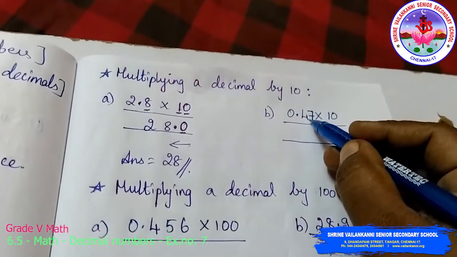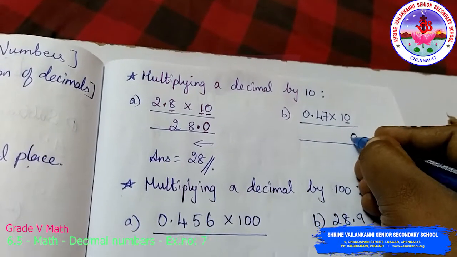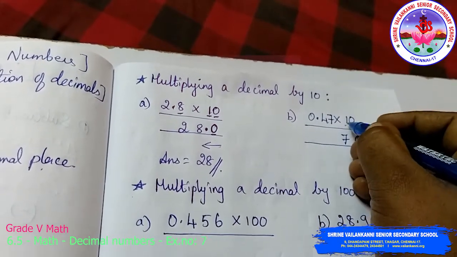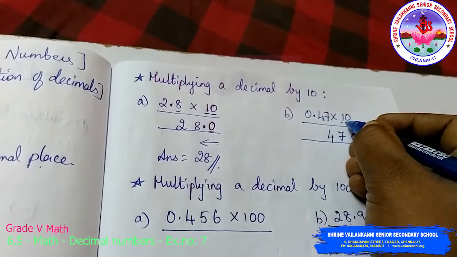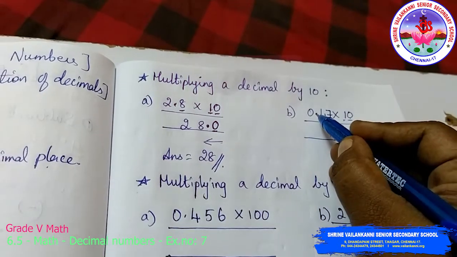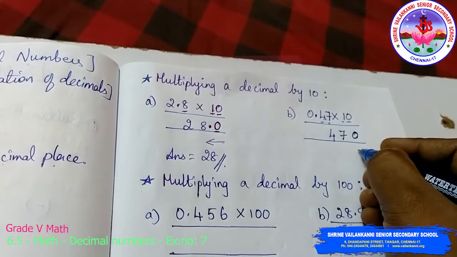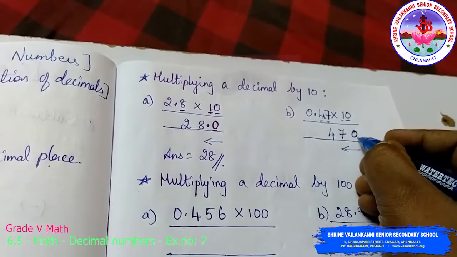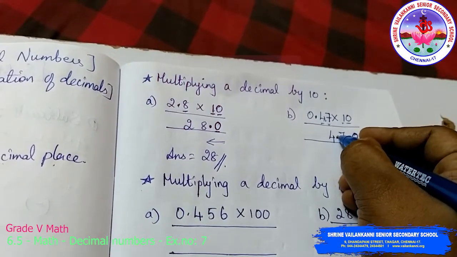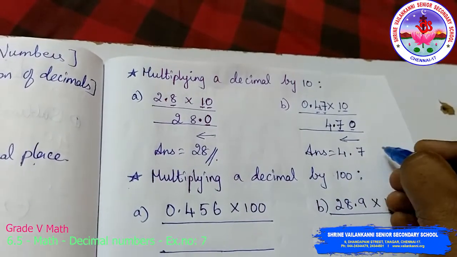The same, 0.47 into 10. This 0 I write directly in the answer, then multiply only with the 1 table. 1 seven is 7, 1 four is 4 and 1 into 0 is 0. So no need to write that. Now check the decimal point. After the decimal, how many places are there? 2 places. So from right to left you have to move 1 place, 2 places. After moving 2 places from right to left, keep a decimal. So the answer is 4.70.